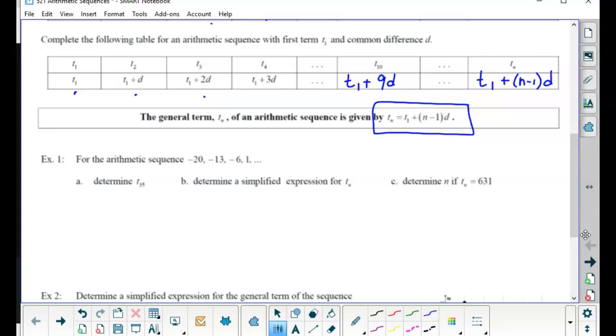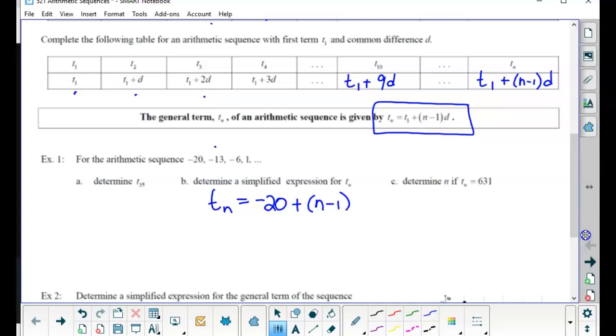So here is another sequence. Okay. It says for the arithmetic sequence, determine T35. Well, really, I'm going to do part B, the simplified expression, first, because it's actually easier that way. So our Tn, it's always lowercase t, subscript n, is equal to the first term plus n minus 1 times the common difference. So that's what we have to figure out.